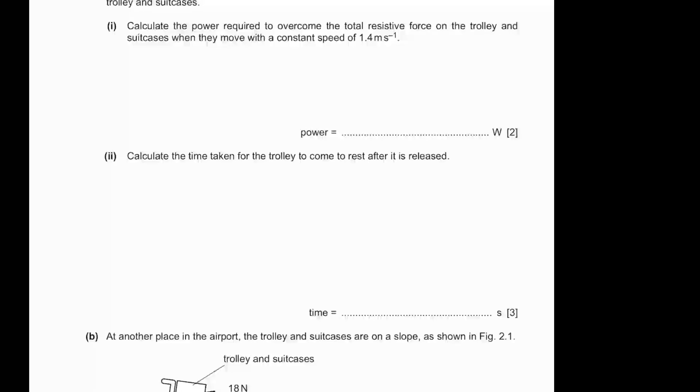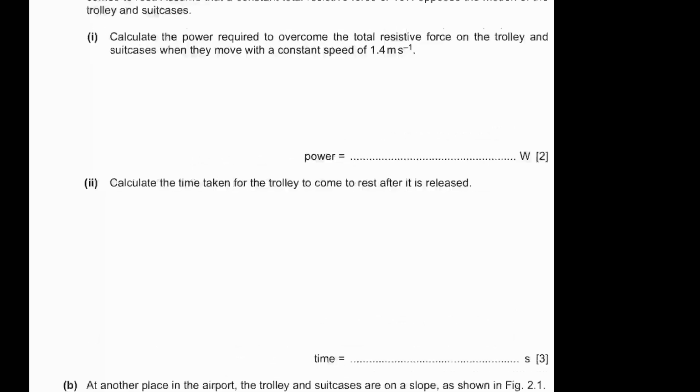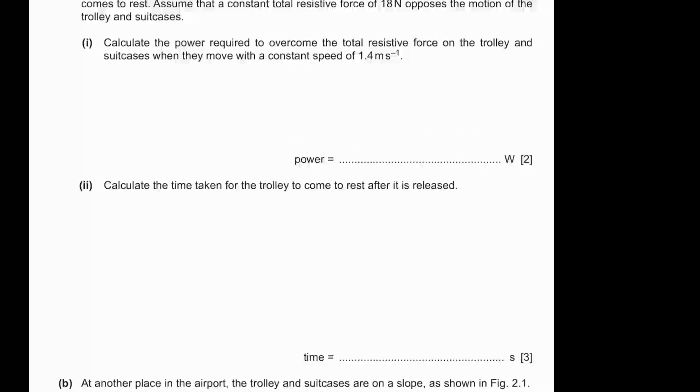The released trolley moves in a straight line and comes to rest. Assume that a constant total resistive force of 18 newtons opposes the motion of the trolley and suitcase. Calculate the power required to overcome the total resistive force on the trolley and suitcase when they move with a constant speed of 1.4 meters per second.